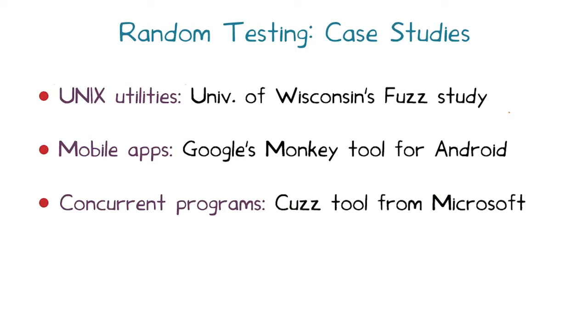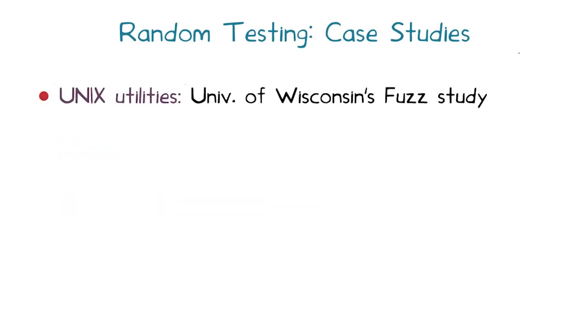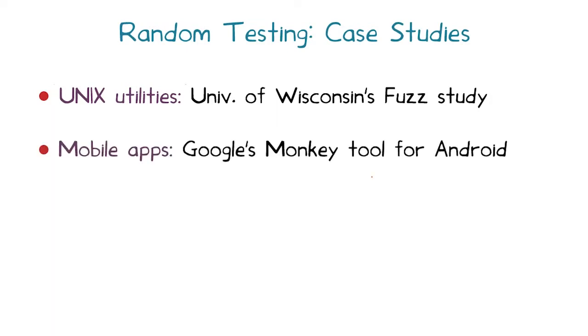We will look at 3 case studies next that highlight the effectiveness of random testing on 3 important classes of programs. The first class of programs is UNIX utility programs that take command line textual inputs. A famous case study applying random testing to such programs was conducted by the University of Wisconsin, which also coined the term fuzzing. The second class of programs is mobile apps.